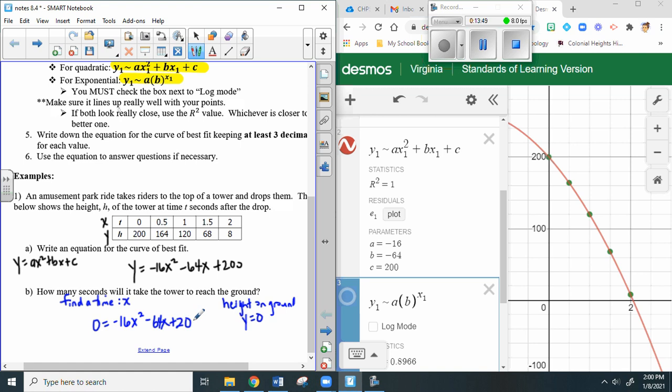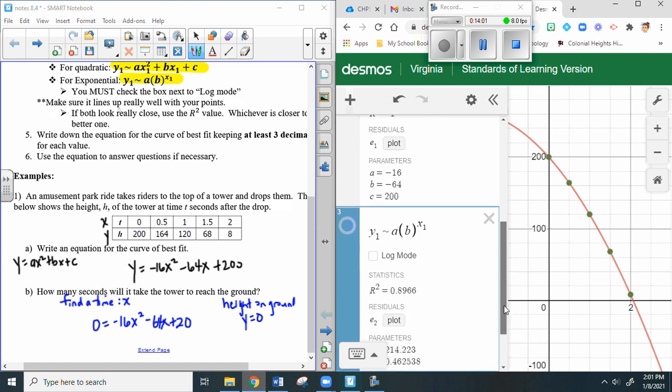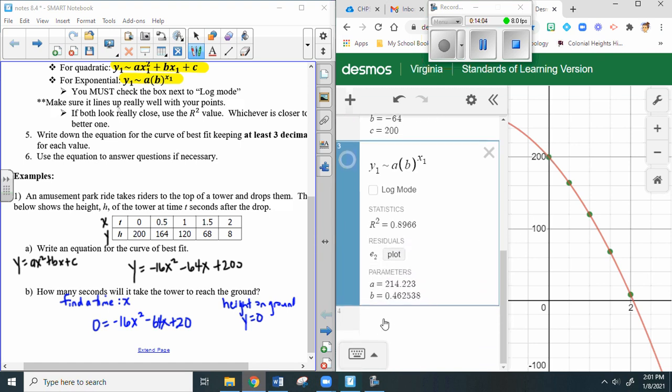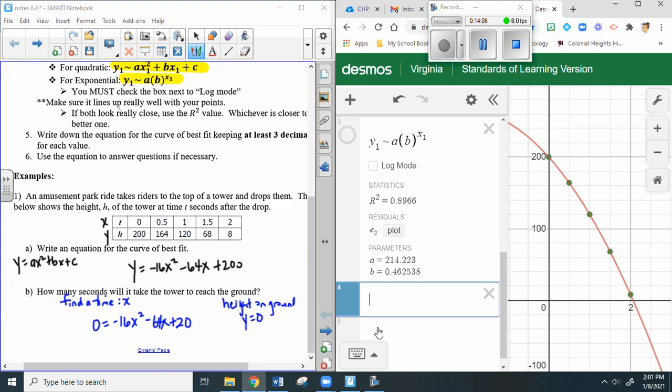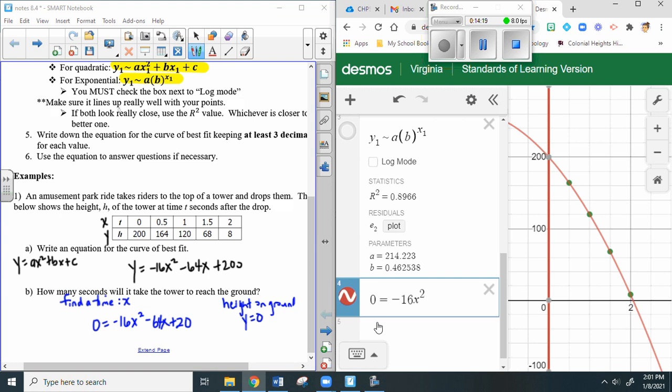All right, well, technically we should factor and, you know, take out GCF and all that stuff. But I'm going to let you use Desmos to solve that as well. So here's what you do. You literally type that equation in Desmos. It doesn't matter which side you put the equal 0 on. So if I want to do 0 equals, that's fine. Negative 16 x squared minus 64 x plus 20.